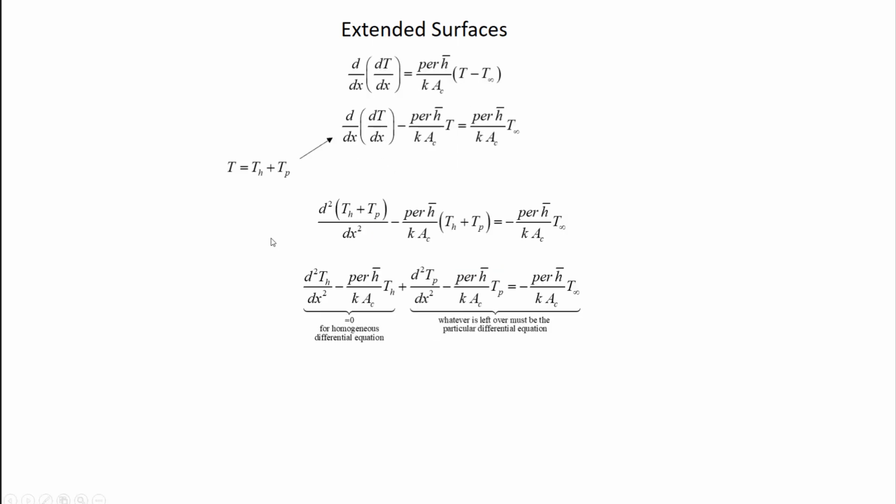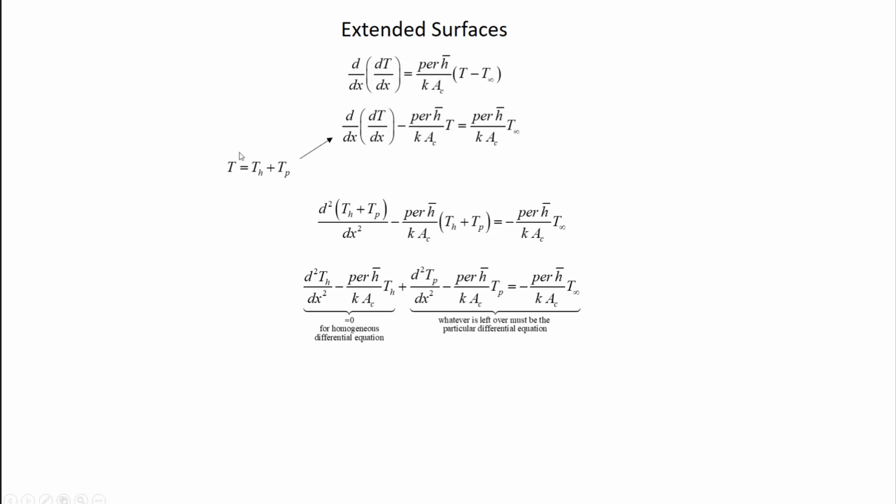So the idea here then is that we're going to take our solution T and split it into T sub h, which is a homogeneous solution. So T sub h has to be the solution to a homogeneous differential equation, and T sub p, which is the particular solution, that's the solution to whatever equation we end up with after we subtract out the homogeneous solution.